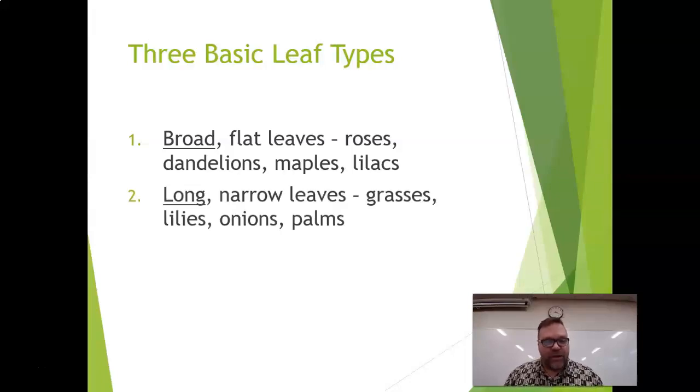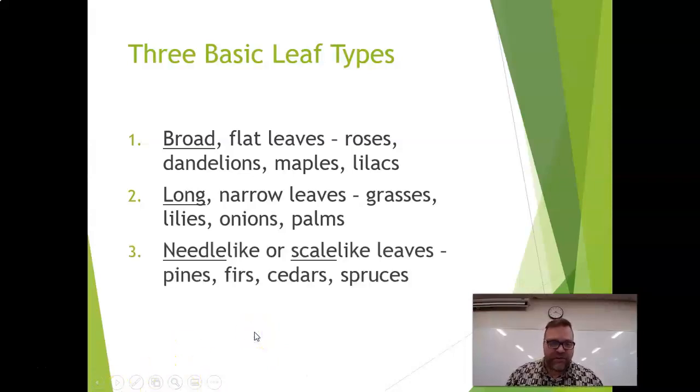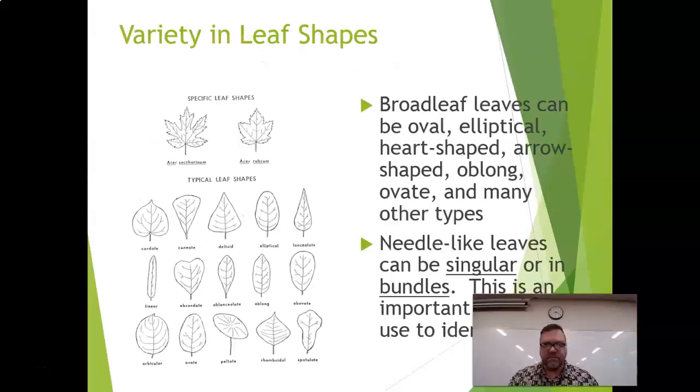You can have long leaves. Think of grass. Believe it or not, the blades of grass are actually leaves, and they're used to pick up the sunlight. So you could have a long, narrow one. A palm would be another example, an onion, a lily. Those would all be examples of long leaf structure. And the last one is needle-like or scale-like. This is like a pine tree, like you have in your Christmas trees. Pines, firs, cedars, spruces. Some of those are more like scales.